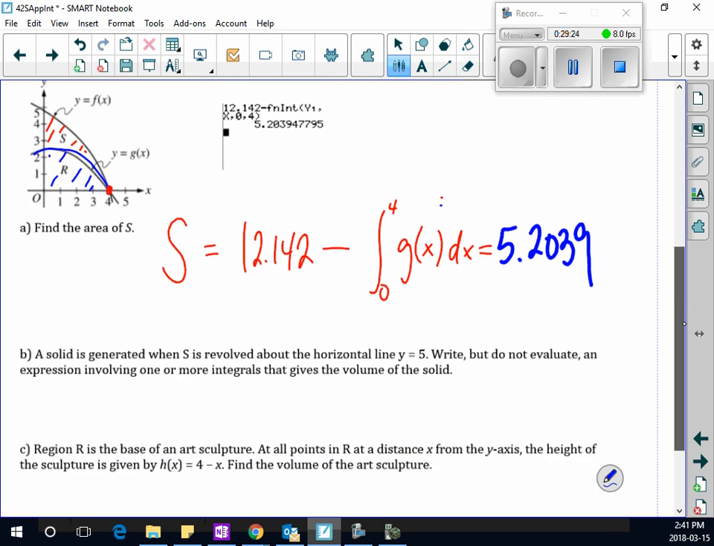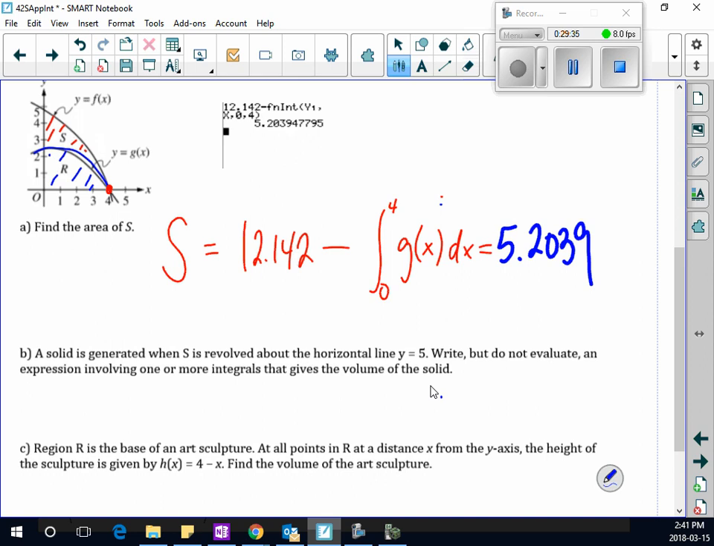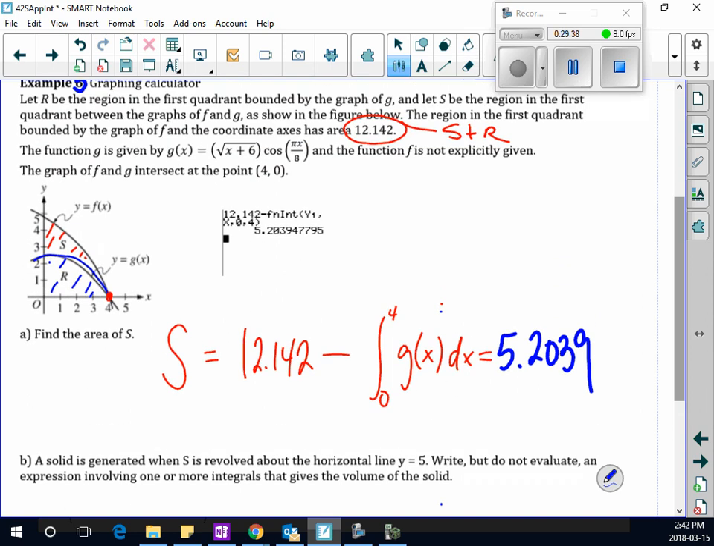Okay. A solid is generated when S is revolved around the horizontal line y equals 5. So I'll just give a picture. Here's 5. And so it's saying S, which is the red thing, is getting rotated like that. I don't think it actually touches it there, does it? Yeah, it's a washer.